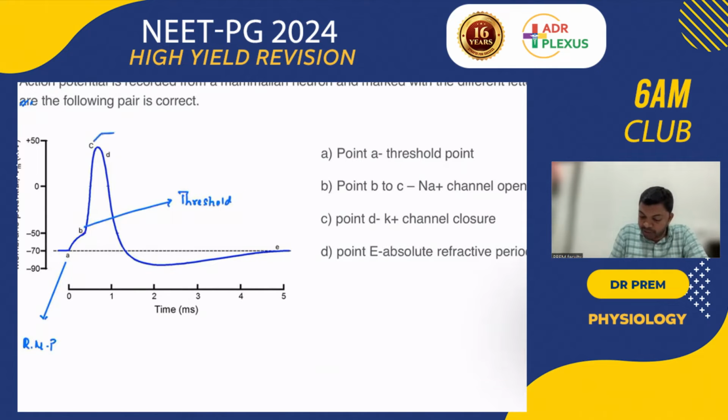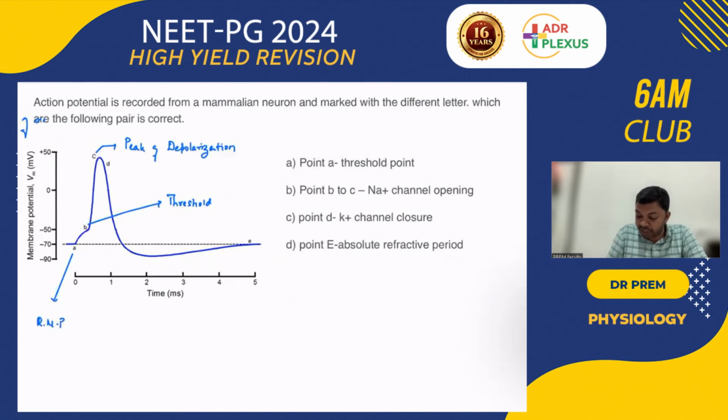Point C is going to be the peak of depolarization. And point D indicates the beginning of repolarization. And point E represents, once again, resting membrane potential. Once again, it represents RMP.